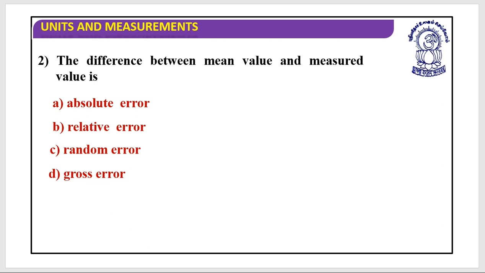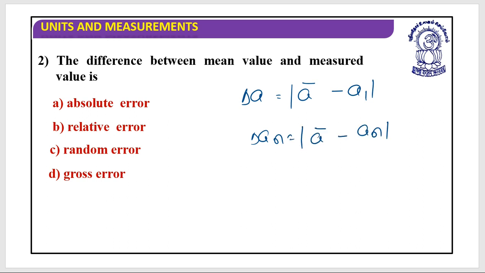Yes. Next, the difference between mean value and measured value. What is it? Did you remember this? Delta A would be equal to A bar minus A1, or delta An equals A bar minus An. This is the difference between mean value and measured value. It's an absolute error. Yes, those who have done it, well done. Keep it up. So I think these things are clear up till now.